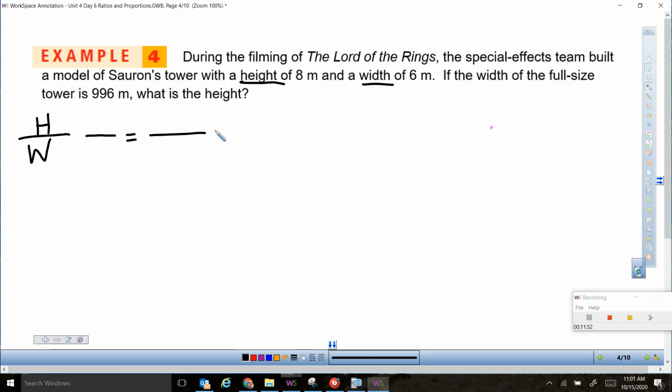Okay, so fill in the blanks. The first height was 8, so 8 goes on top, because heights go on top. And the width is 6. So 8 on top, 6 on bottom. And the third one they gave us, they told us that the width is 996. If that's a width, do I put it in the top or in the bottom? Bottom. So 996 goes on the bottom.